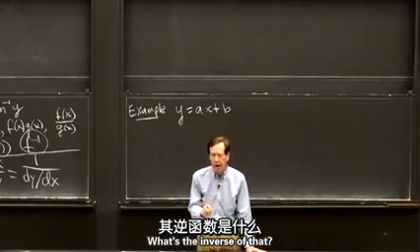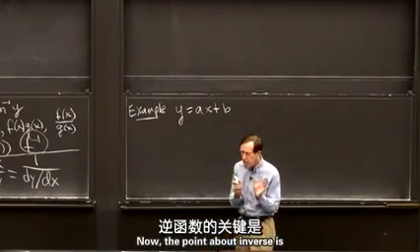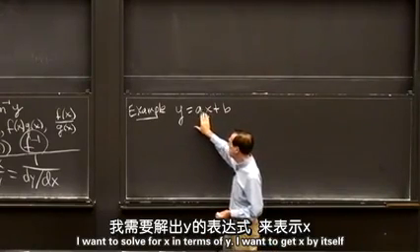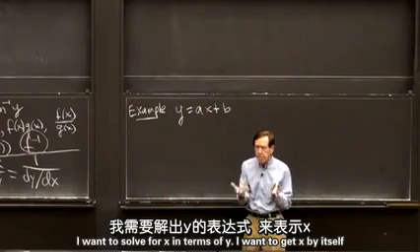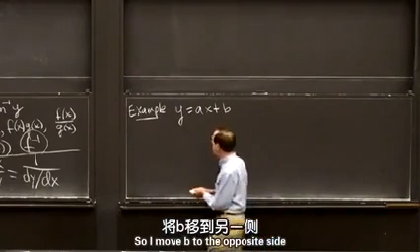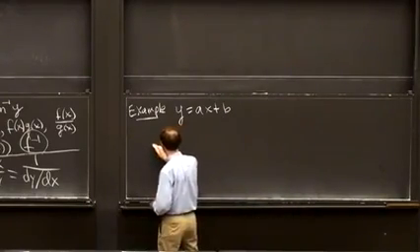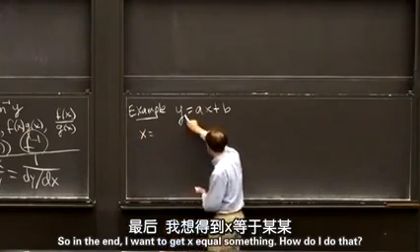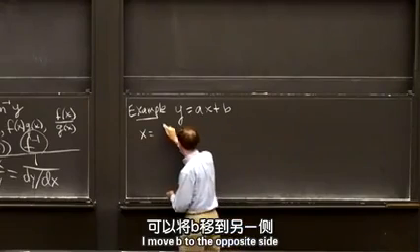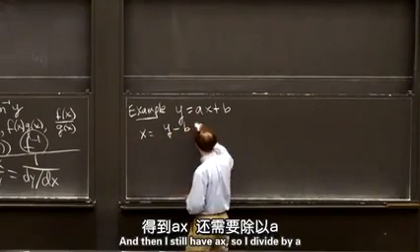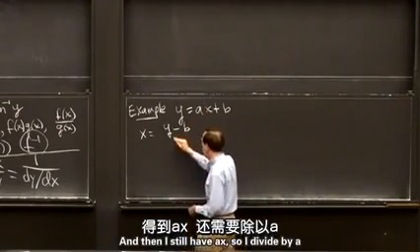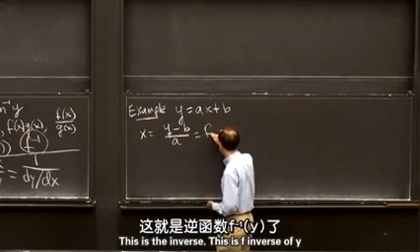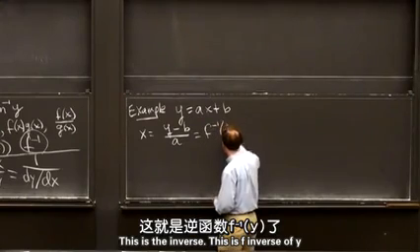What's the inverse of that? Now, the point about inverses is, I want to solve for x in terms of y. I want to get x by itself. So I move b to the opposite side. So in the end, I want to get x equals something. And how do I do that? I move b to the opposite side, and then I still have ax, so I divide by a. Then I've got x by itself. This is the inverse. This is f inverse of y.